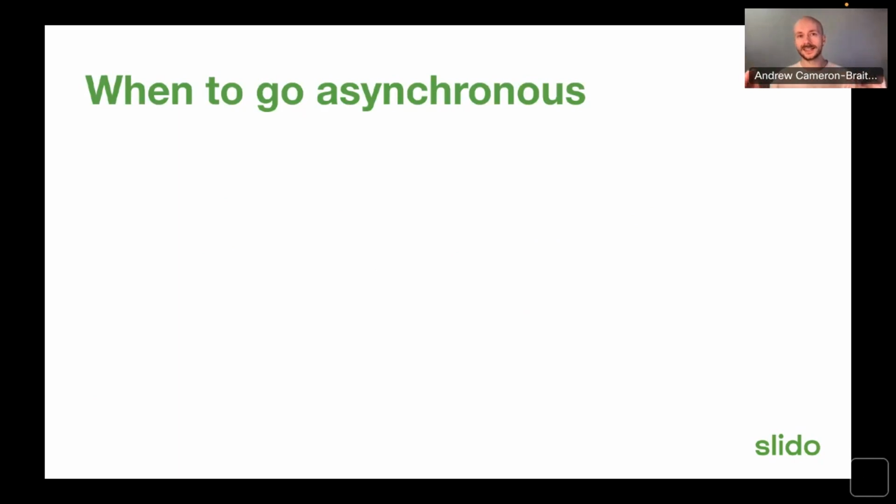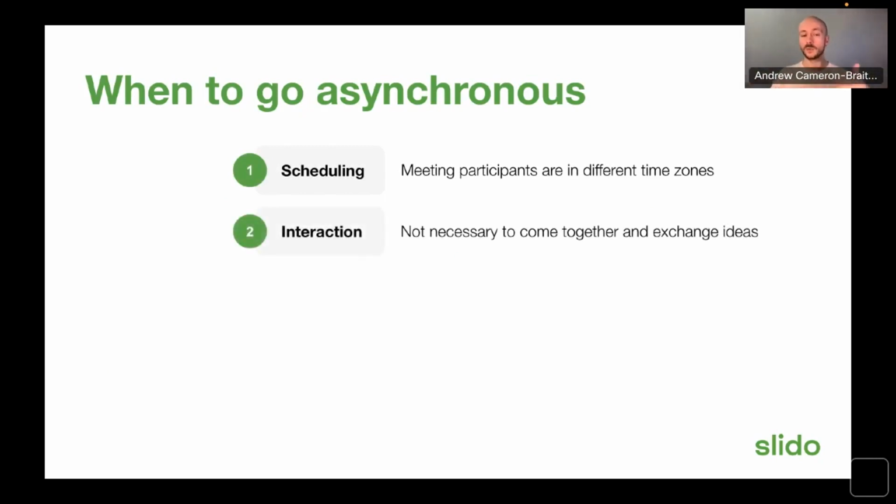So we've seen that it's not productive to cancel every single one of our meetings, and we actually have 5 factors that can help us to determine when to go asynchronous, so to speak. First of all is scheduling. Maybe your meeting participants are scattered across different time zones in the world. Then with interaction, maybe it's not necessary for people to come together and chat and exchange ideas.